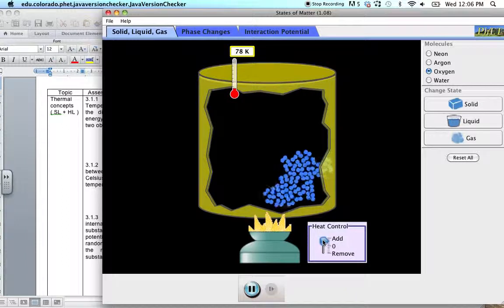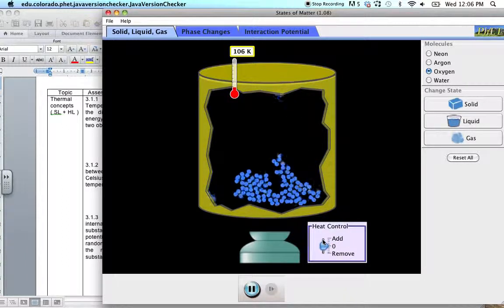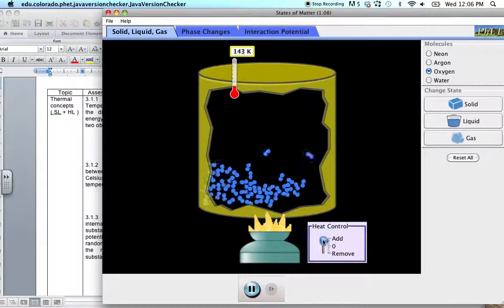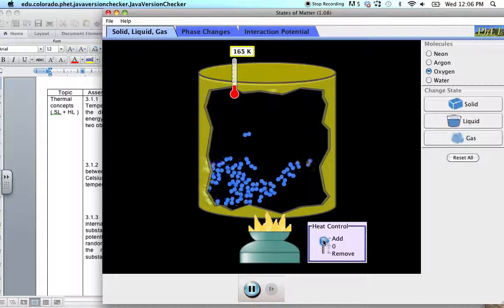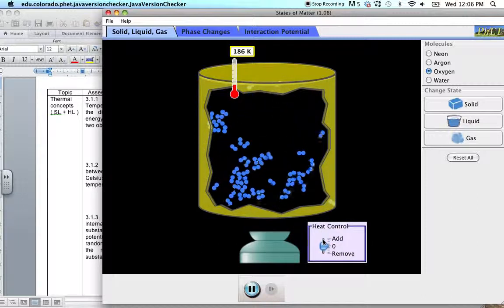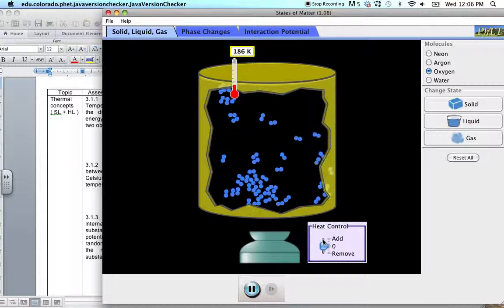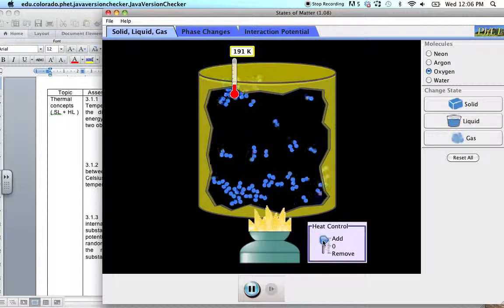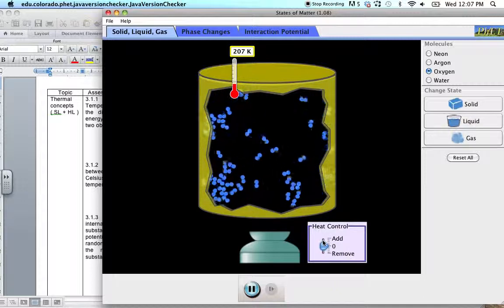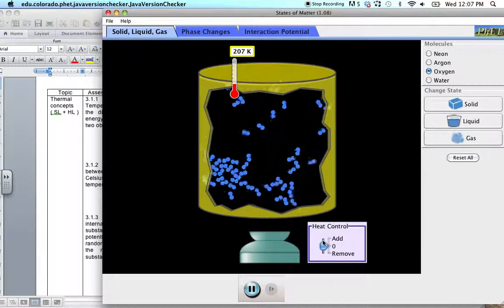As I move it further up, this is oxygen that we're dealing with. As we move it further up, we're going to find that they start breaking apart. They've got enough energy to break the bonds that are holding them together, and so they start moving around in the container.